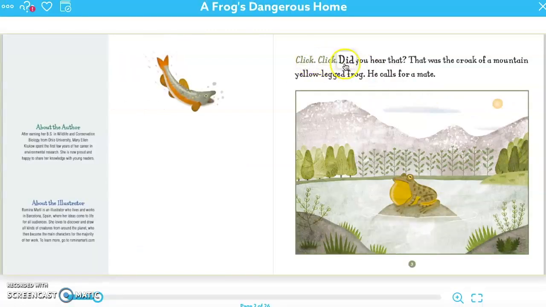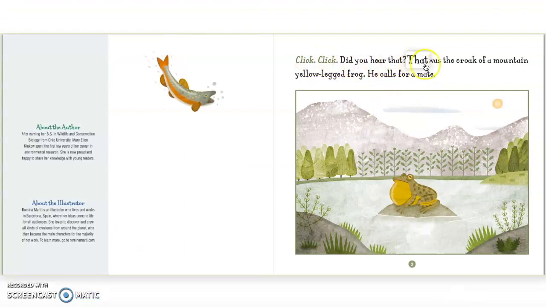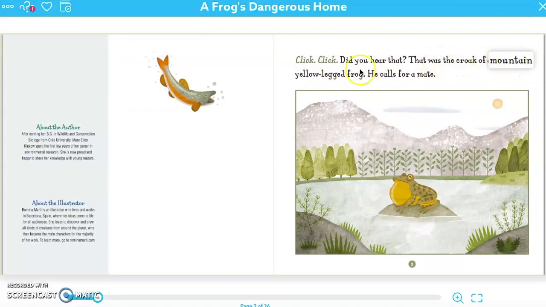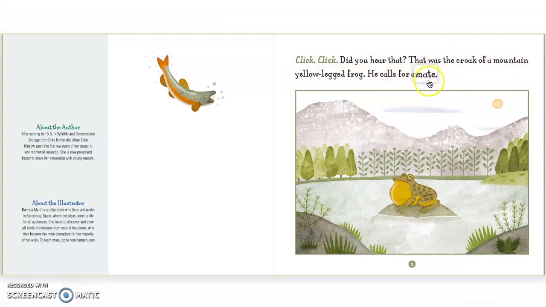Click, click. Did you hear that? That was the croak of a mountain yellow-legged frog. He calls for a mate. There's our vocab word. Do you remember what the word mate means? Yep. So he's calling for somebody to help him make babies.